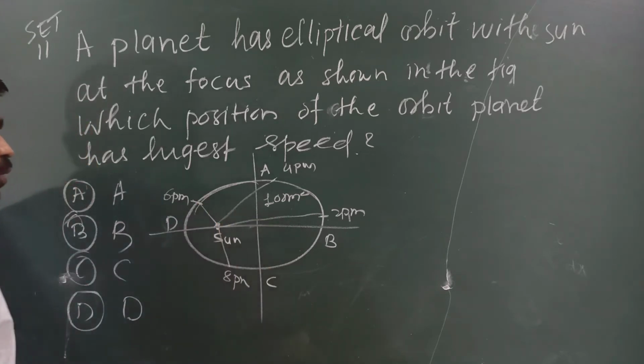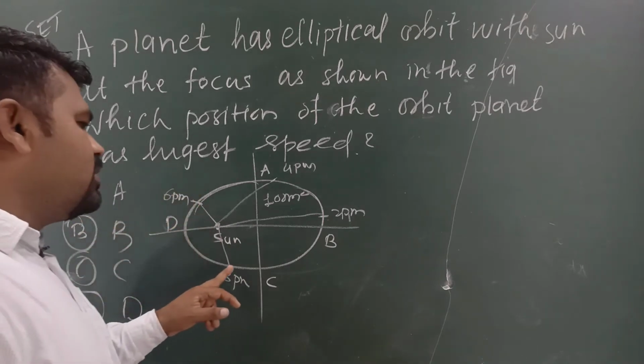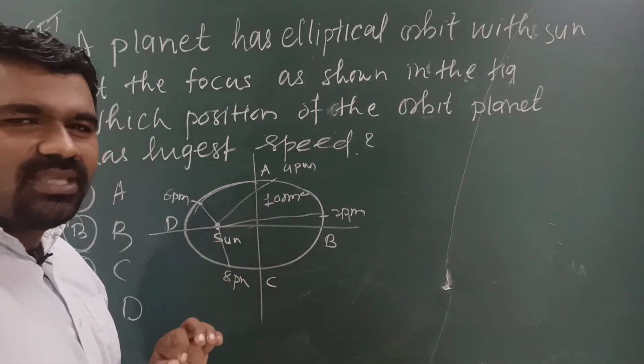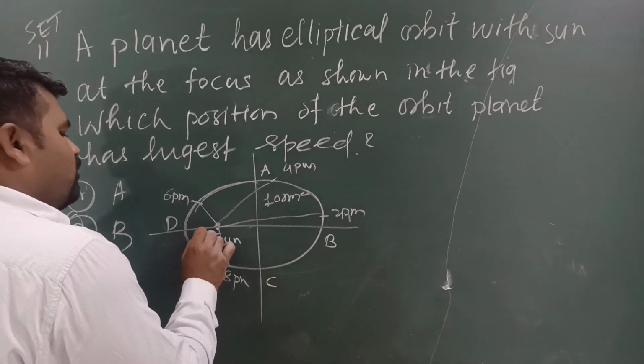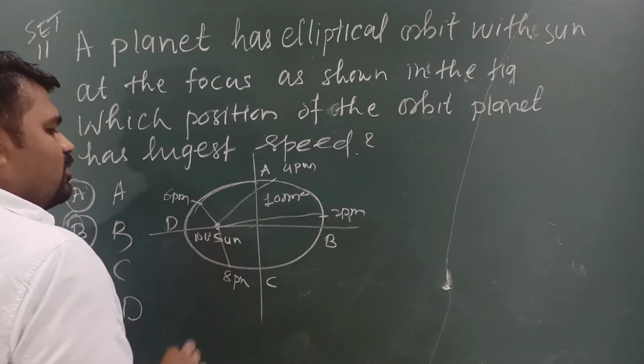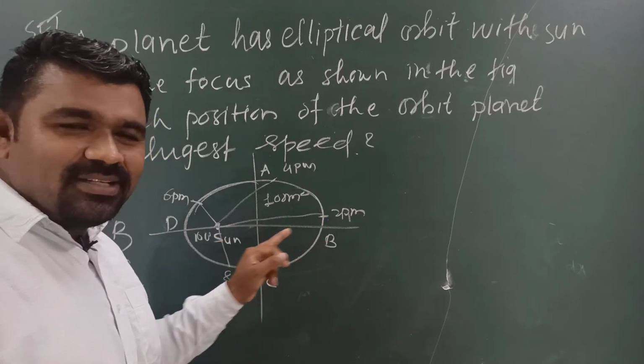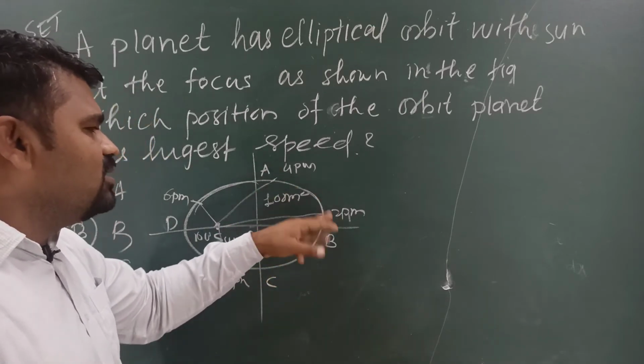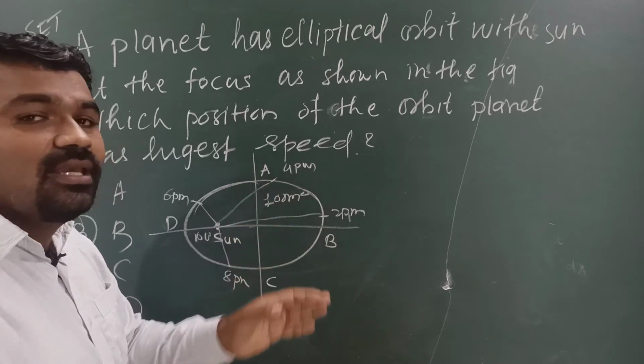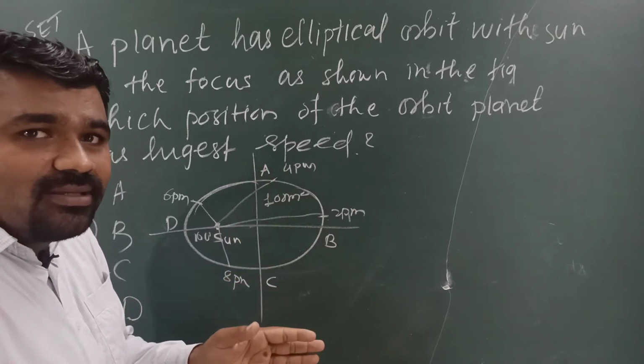In this case, why is this area covered here? Because both areas must be the same in an equal interval of time. Yes or no? Here the distance is larger. It means this planet moving a small distance covers an equal larger area. Yes or no?